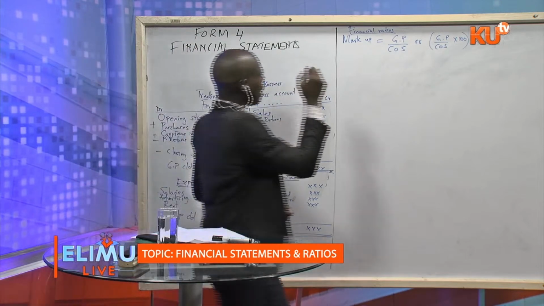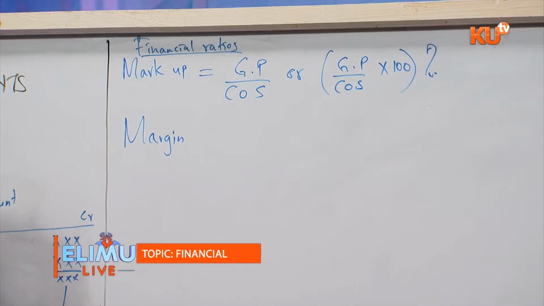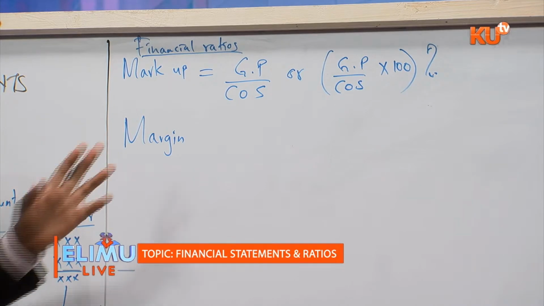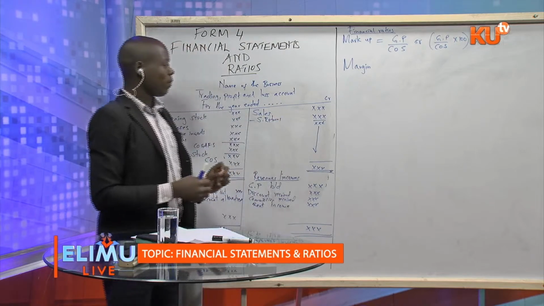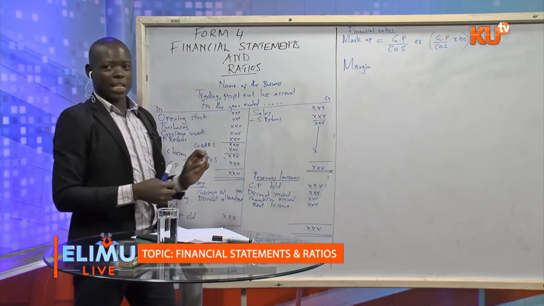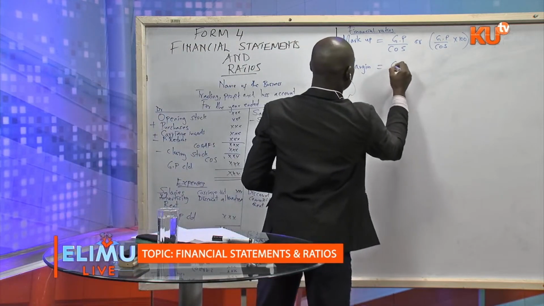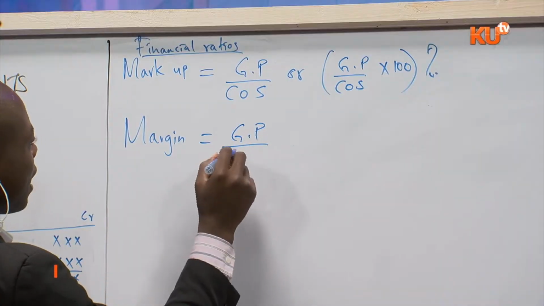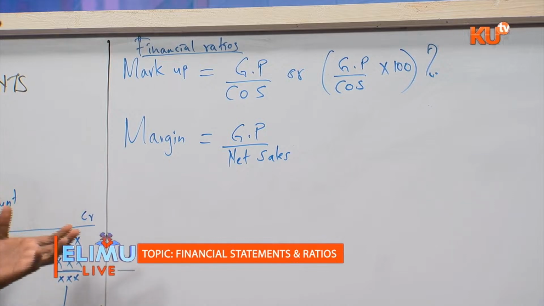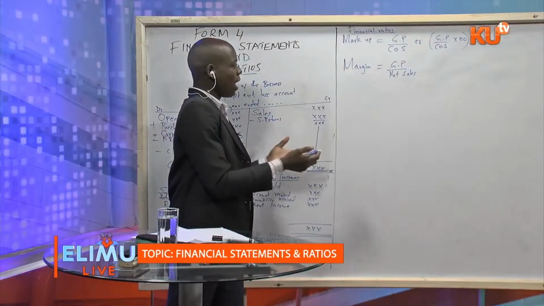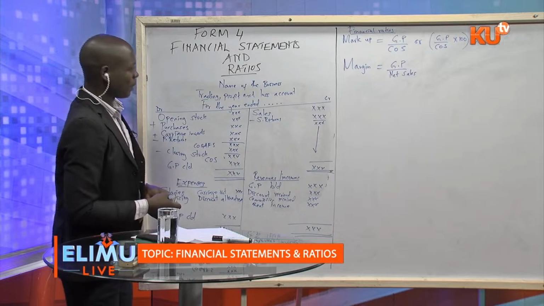Number 2, we are going to calculate what we call margin. Margin is the ratio of gross profit against net sales. We compare gross profit and net sales. That one is called margin. And so the formula for margin is gross profit over net sales. This will help us to determine how much we have been able to acquire out of the gross profit that we've made as a business.